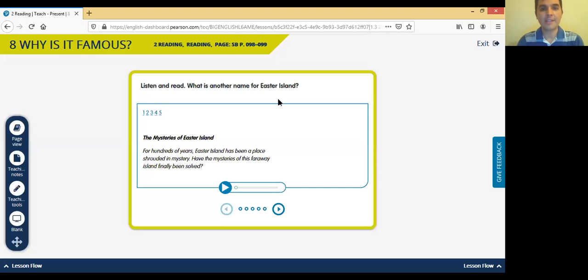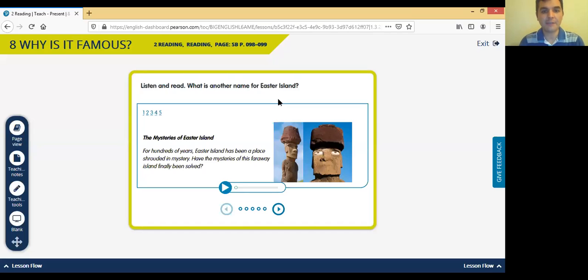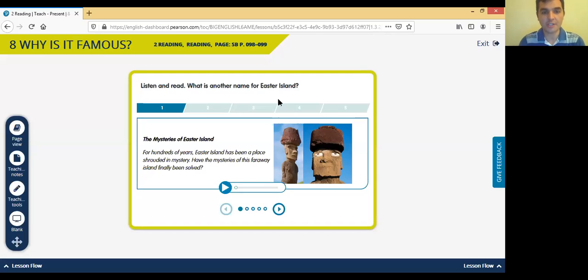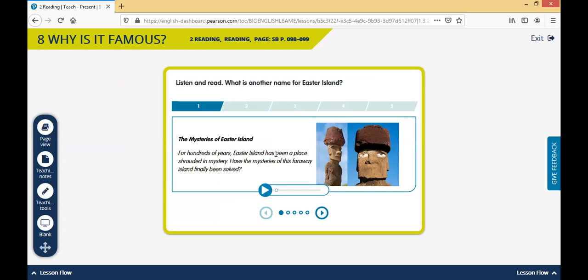So please pay attention to the listening, because after we listen to all of this, we're going to answer some comprehension questions. Let's start. The mysteries of Easter Island. For hundreds of years, Easter Island has been a place shrouded in mystery. Have the mysteries of this faraway island finally been solved?